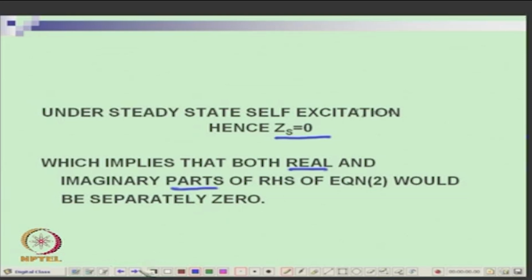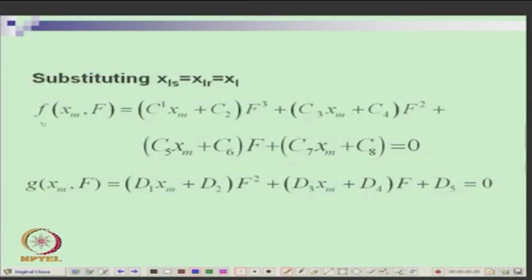Its real and imaginary parts must be 0, and so that means we say the unknowns are xm and f. So, f of xm and f is 0, which will be a polynomial, a nonlinear equation, and g of xm and f is 0, okay.